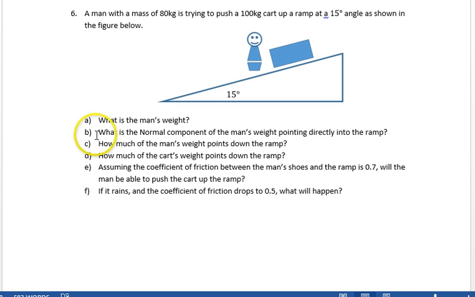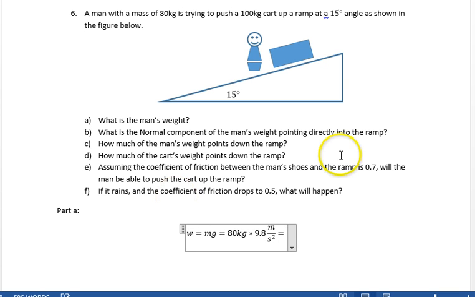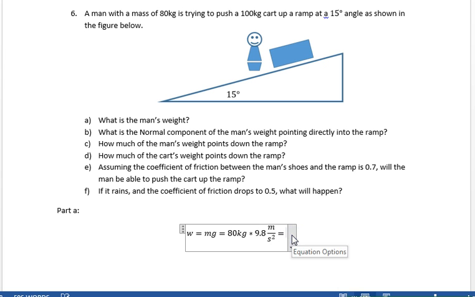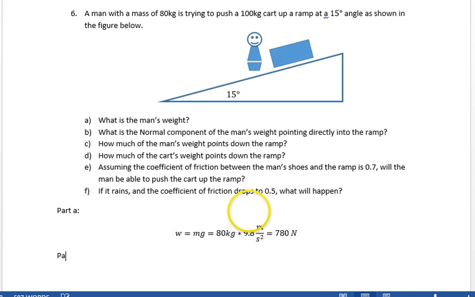Exam 1, problem 6. A man with a mass of 80 kilograms is trying to push a 100 kilogram cart up a ramp at a 15-degree angle, as shown in the figure below. What is the man's weight? Part A: his weight is his mass times the acceleration of gravity, 80 kilograms times 9.8 meters per second squared. That gives 80 times 9.8, which is 780 newtons.